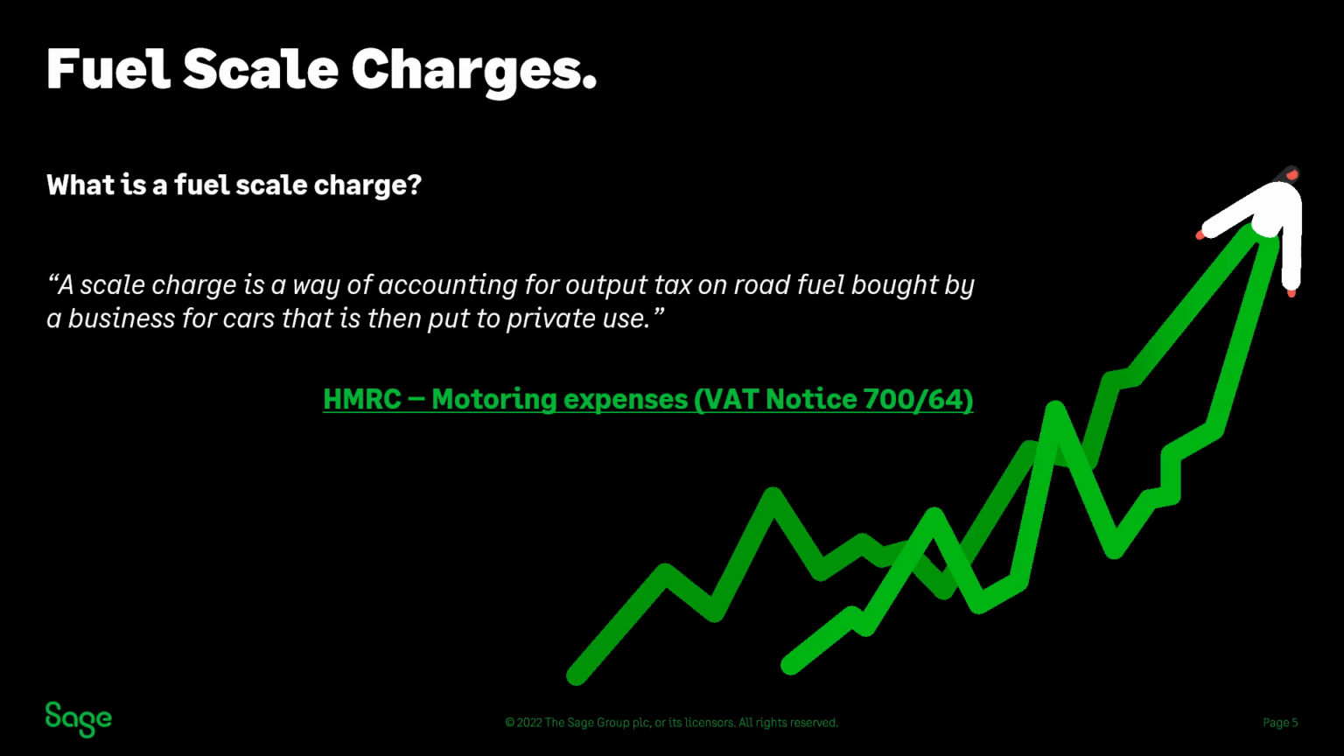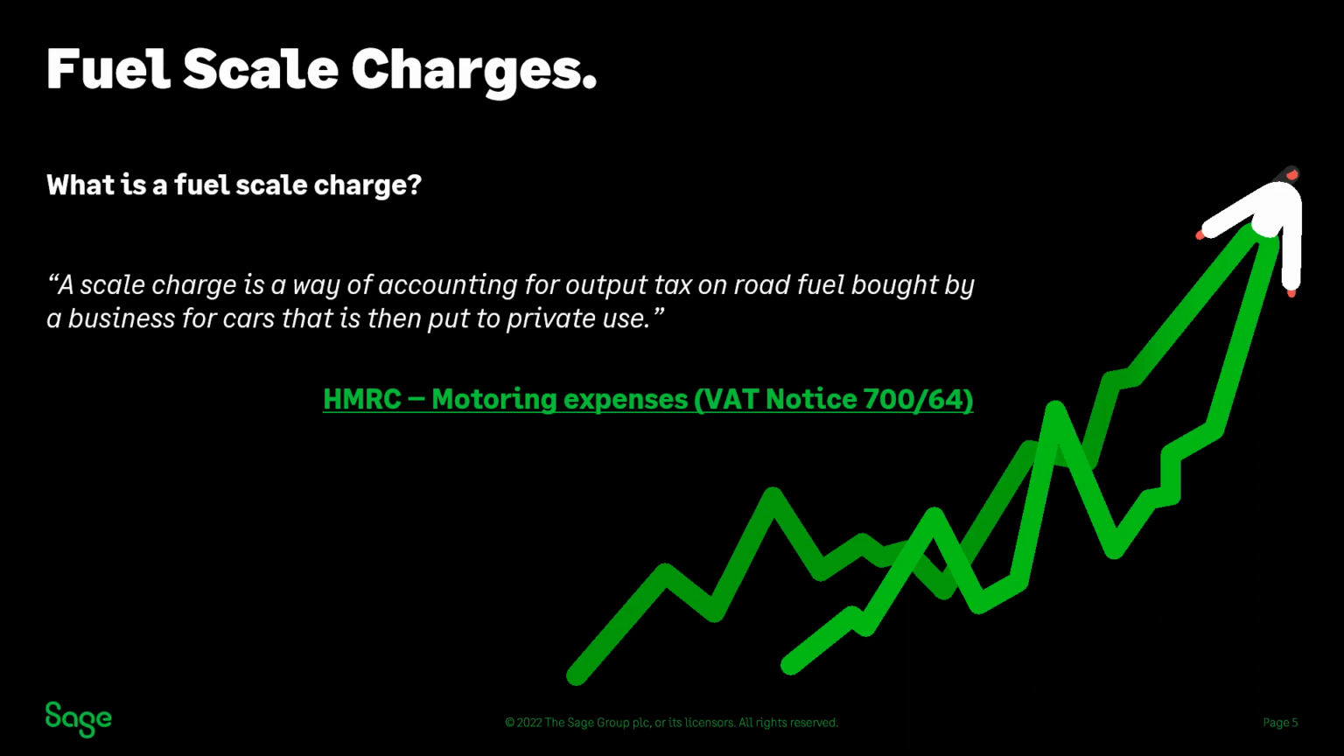So a little bit of background to start with on scale charges. A quick quote there from HMRC's notice, which is available on their website, that covers motoring expenses. Scale charge is just a way of accounting for output tax on road fuel bought by a business for cars that is then put to private use. And that's part of the key there, private use. Now, definitions of what a company car is, business mileage, and private use are all defined in the notice on HMRC's website. That link will work as well if you do download a handout.